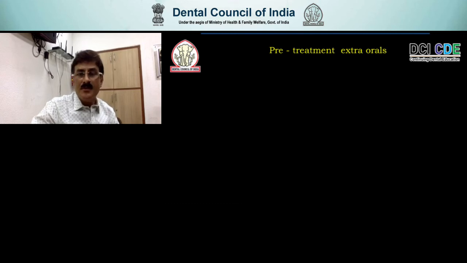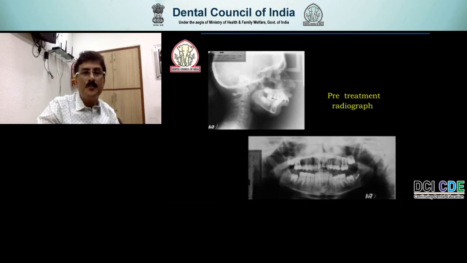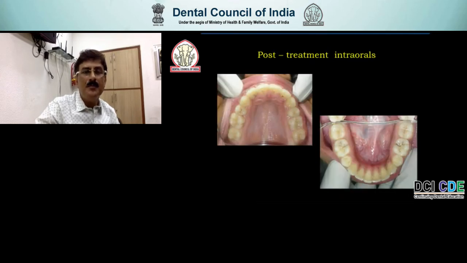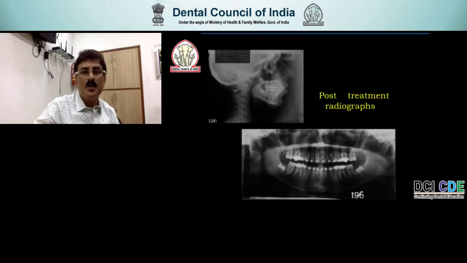So this is the intro. The treatment objectives. Now look at the cephalogram. We analyze. There's a reduced ramal and condylar complex, diminutive. There's a lower lip trap, and the mandible is retrognathic with a huge overjet.